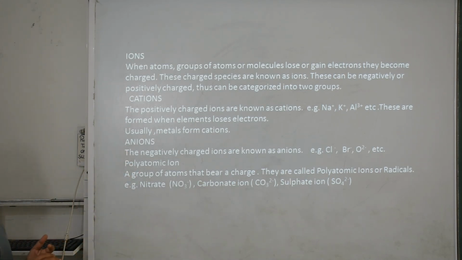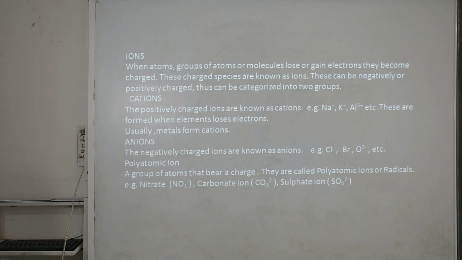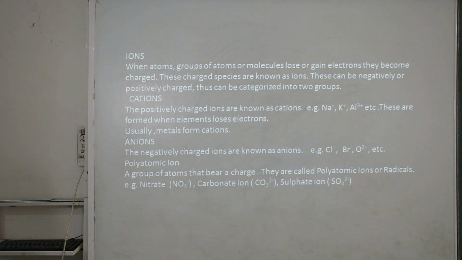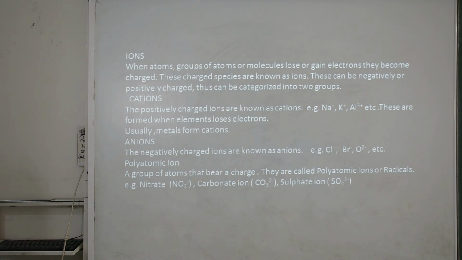But these can be positive and negative. This can be negatively or positively charged. So we can categorize ions into 2 groups. What are the groups? We can call them cations and anions. What are cations? Positively charged ions are known as cations. Atoms getting a positive charge are called cations.